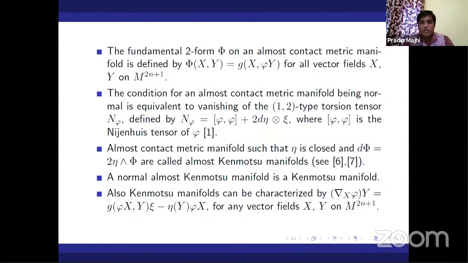A normal almost Kenmotsu manifold is a Kenmotsu manifold. We have already defined what a normal contact metric manifold is. Also, a Kenmotsu manifold can be characterized by this equation for any smooth vector fields X, Y on M, where M is a contact metric manifold of dimension 2n plus 1.